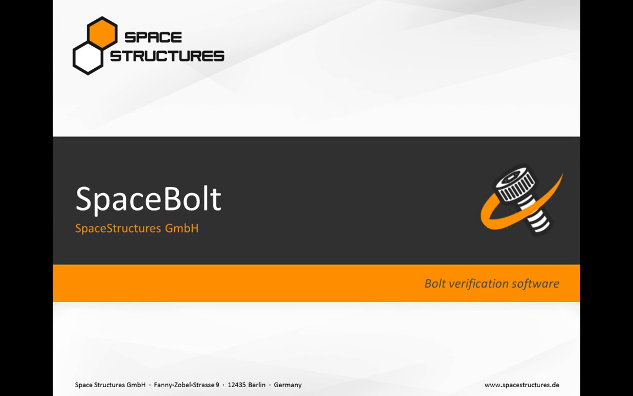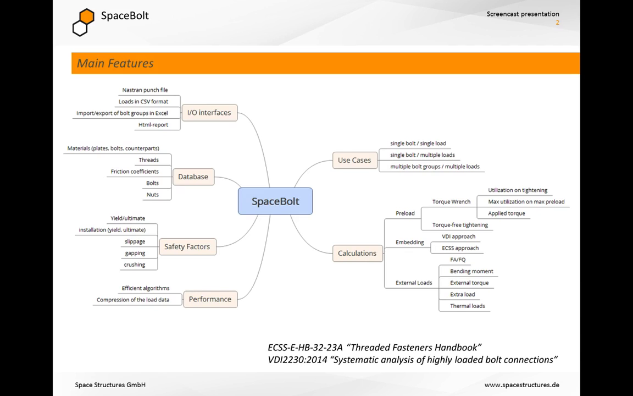In this video, I would like to give a short introduction to the SpaceBolt software. SpaceBolt is bolt verification software developed primarily for the space industry. It is based on VDI 2230 and the ECSS handbook. SpaceBolt was developed for different use cases, for example, from single bolt verification under single loading condition to multiple bolts under multiple loading conditions. In other words, it can be used for analysis on both equipment and spacecraft levels.